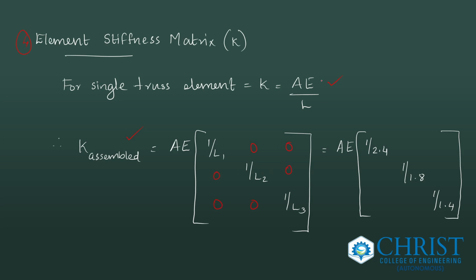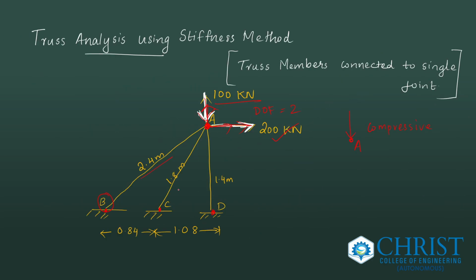Right. We write the K assembled as a matrix of K1, K2, K3, with the other terms 0. K1 is equal to AE by L. K2 is also equal to AE by L. Taking AE common outside, we will get 1 by L1, 1 by L2, 1 by L3. The different length values are given in the question: 2.4, 1.8, and 1.4. Those are the lengths of each element. This is the first element, second element, and this is my third element.